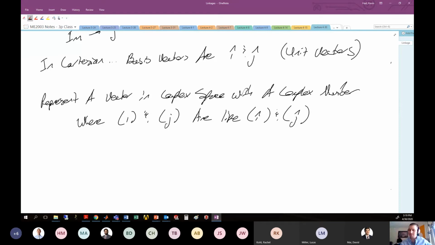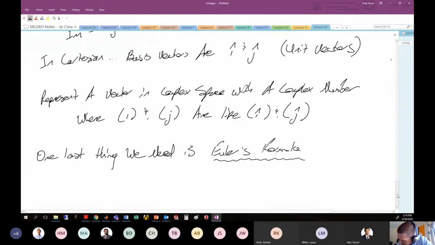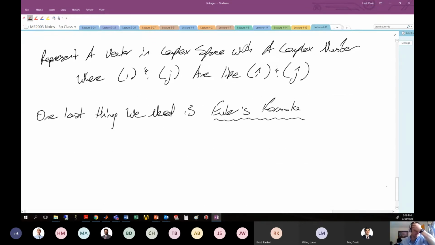This equation has got a lot of history. But I'll say one last thing we need is Euler's formula. If you take anything away from lecture today, take away Euler's formula, okay? It is majestically amazing. You can read books written on Euler's formula. It's insane. And Euler's formula is this.